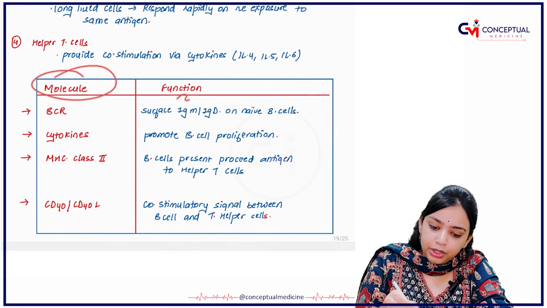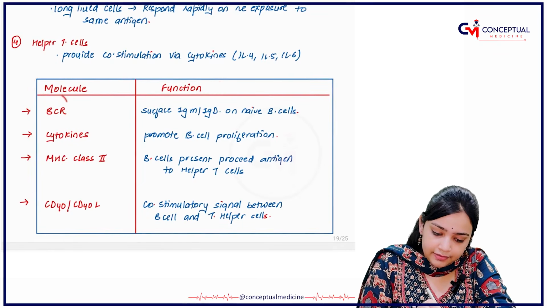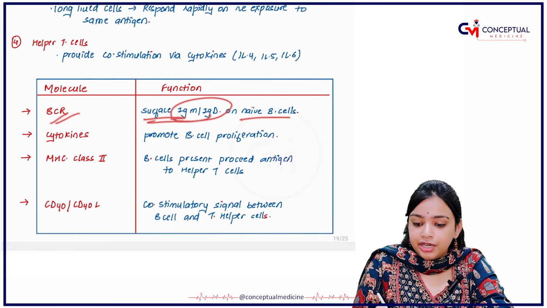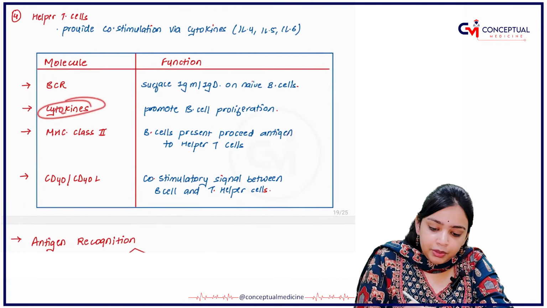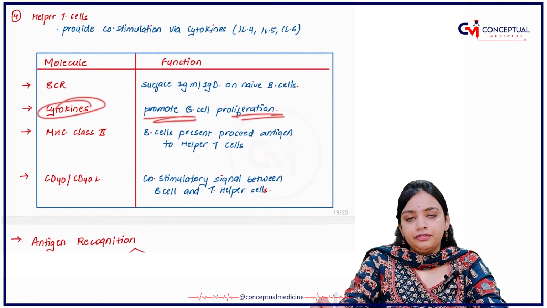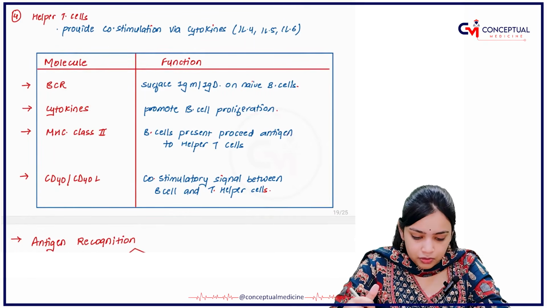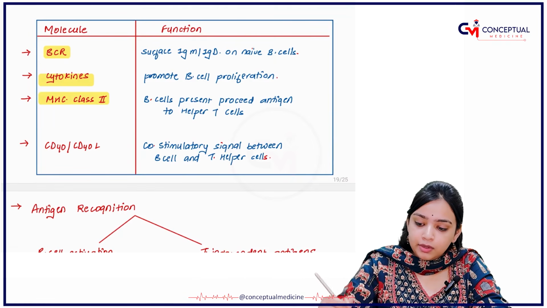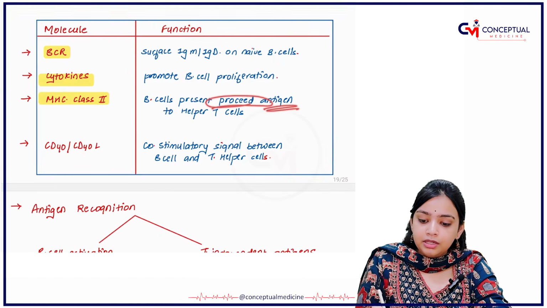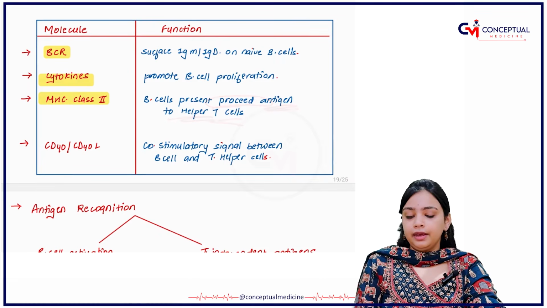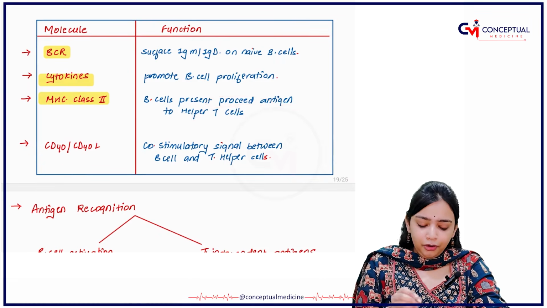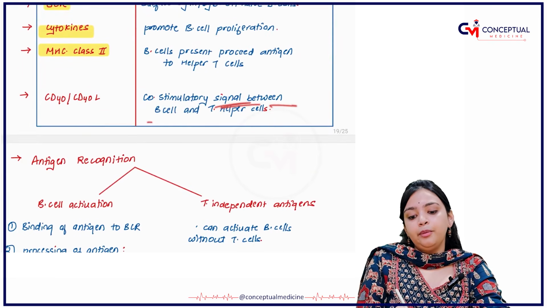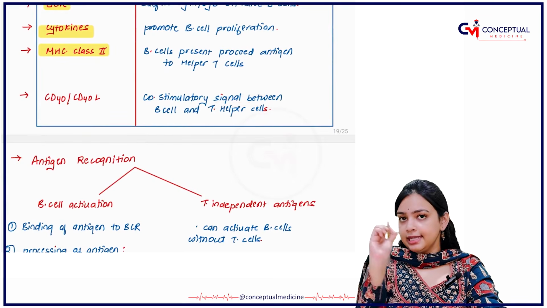Now let's have some molecules and let's see their function. First, we have seen the B cell receptors, that are the BCRs. They are the surface IgM and IgD on the naive B cells. Cytokines, they promote the B cell proliferation. Next you have the MHC class 2. MHC class 2 basically presents the antigen to the helper T cells, right? CD40 and CD40 ligand, they stimulate the signals between the B cells and the T helper cells.